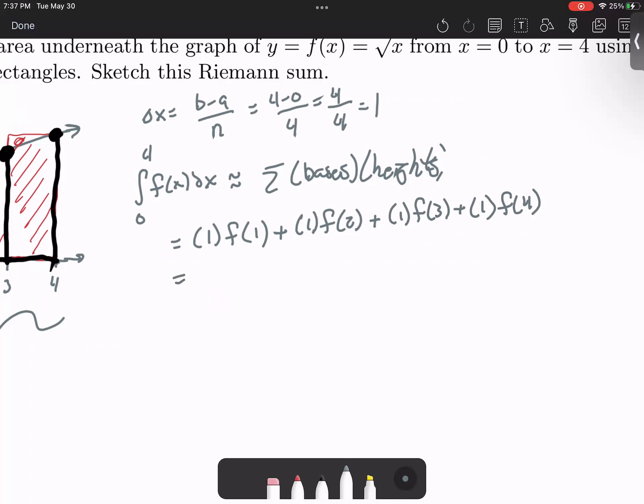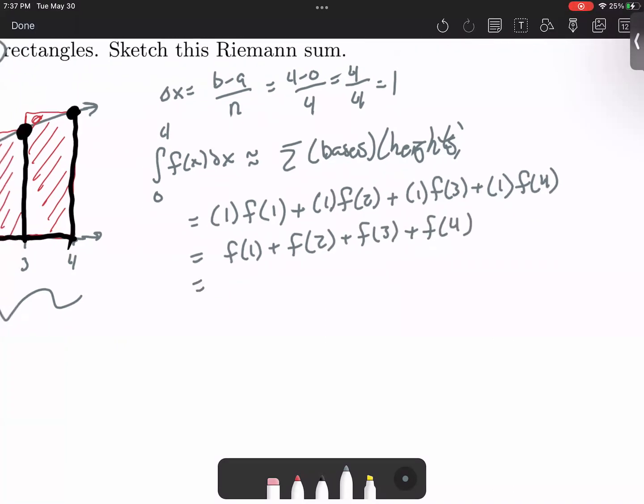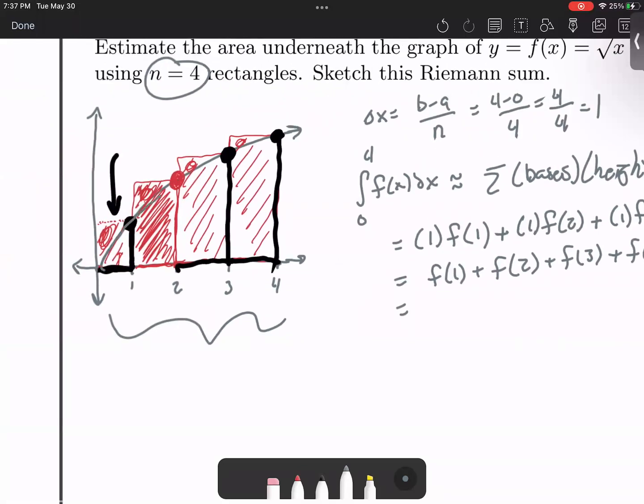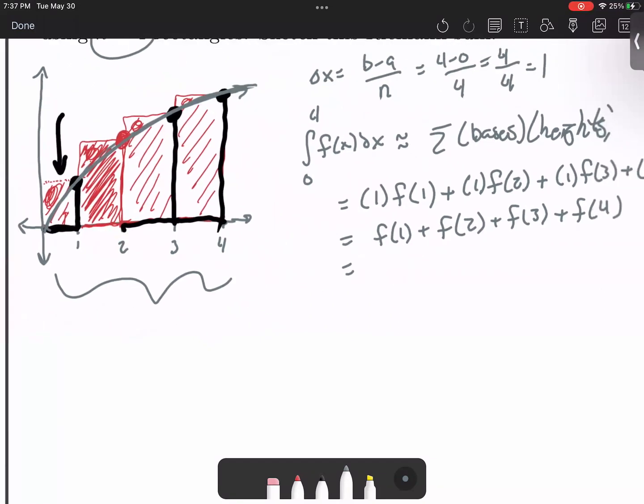Okay, well, everything's being multiplied by 1. 1 is the multiplicative identity. It doesn't change anything. I just need to sum f of 1, f of 2, f of 3, and f of 4. So remember, this is the square root function, right? This function that gives you your y values is the square root. So what is the square root of 1? What is the square root of 2, square root of 3, and square root of 4?